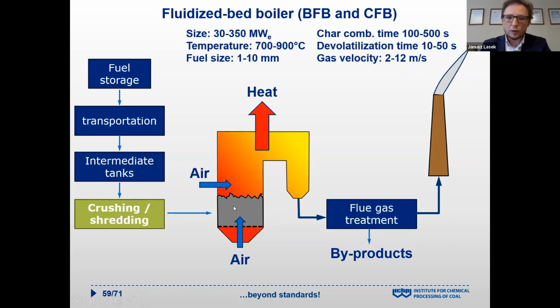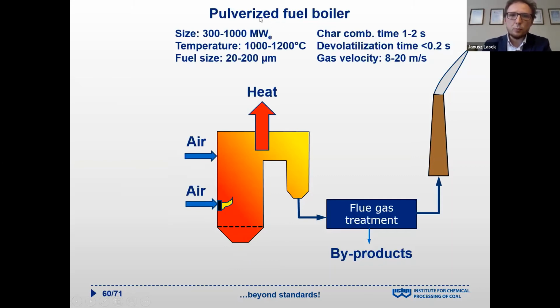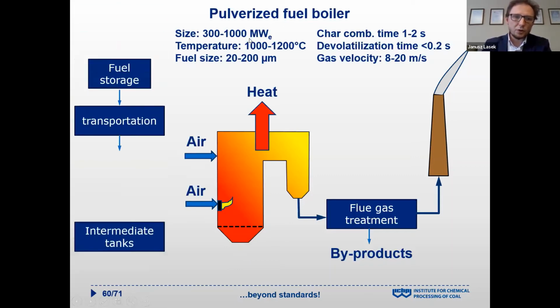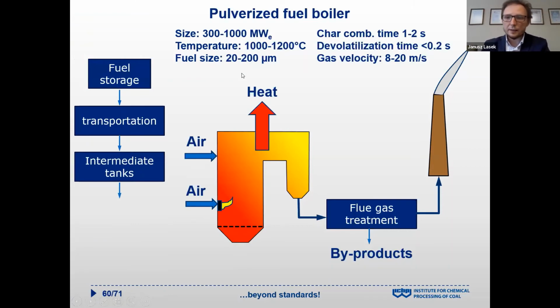Let's say fluidized bed material. The second possibility is the pulverized boiler. The fuel transportation and intermediate tanks, in a simplified way, we can say are almost the same, but the important difference is the mill, because the mill prepares the particles to be very small, between 20 and 200 micrometers. It is less than 1 millimeter, very small. So it can be a challenge for the biomass preparation.